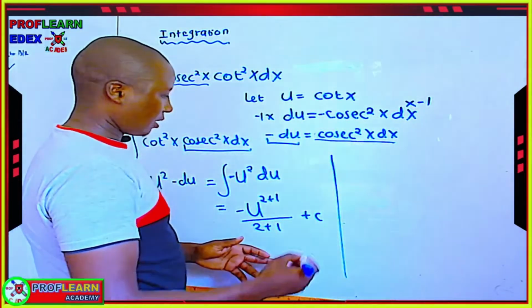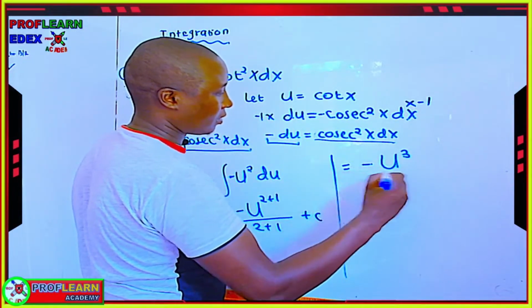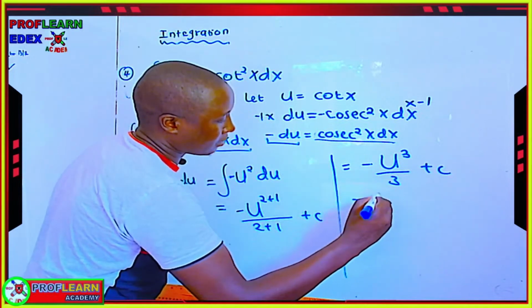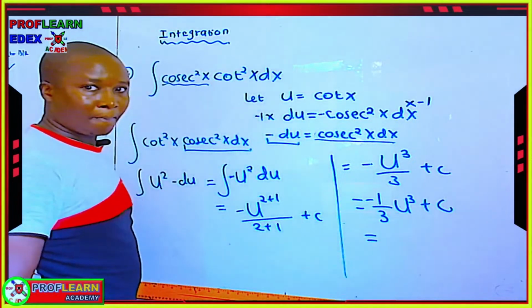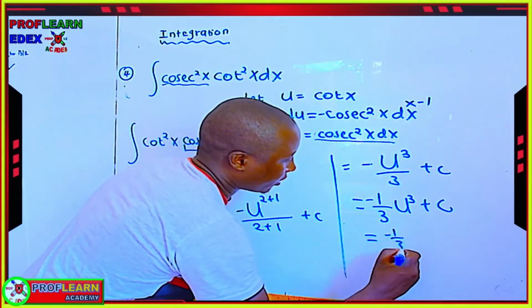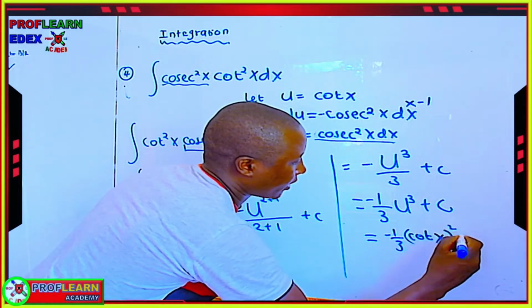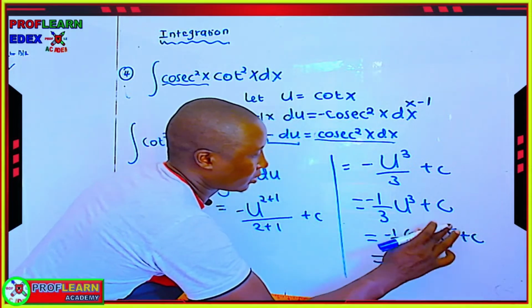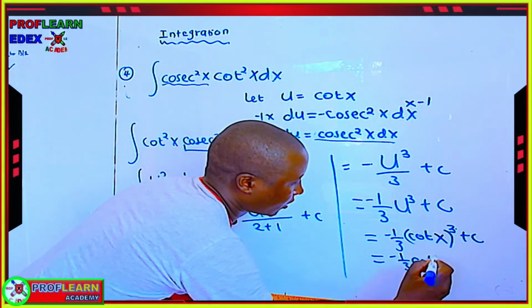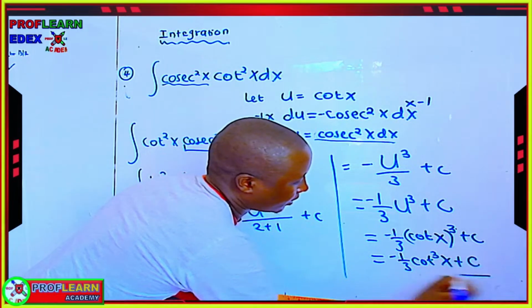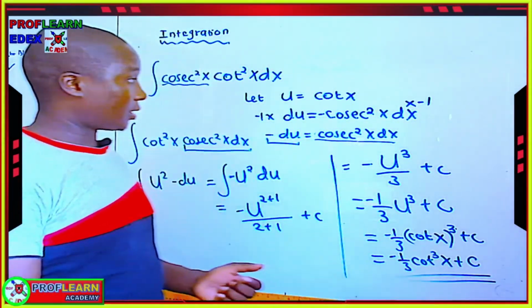So once we have this, we can say therefore this is going to be minus u power 3 over 3 plus c, which is the same as minus 1 over 3 u power 3 then plus c, which will mean minus 1 over 3 cot x, of course this is cubed, then plus c. This is the same as negative 1 over 3 cot cubed x then plus c as our final answer. Basically, you're just going to do it that way.